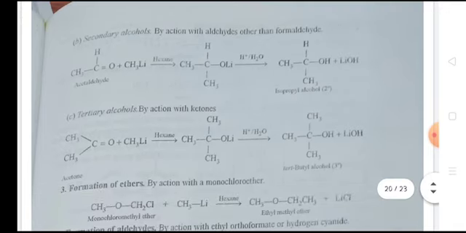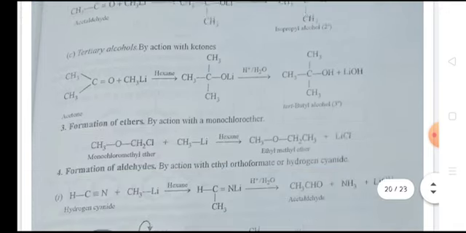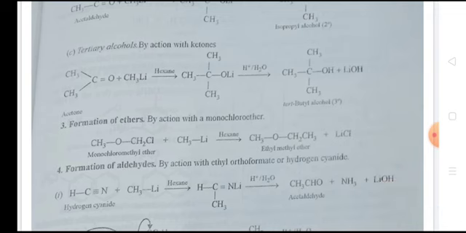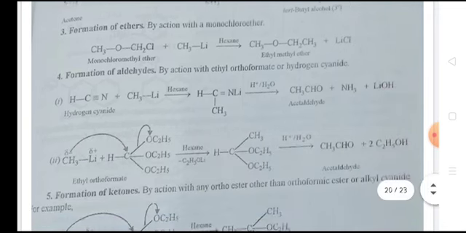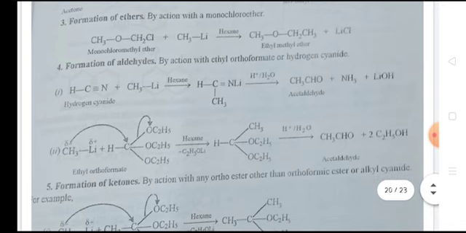B, secondary alcohols by action with aldehydes other than formaldehyde. C, tertiary alcohols by action with ketones. Third, formation of ethers by action with monochloroether. Monochloroether reacts with CH3Li in the presence of hexane to form ethyl methyl ether.